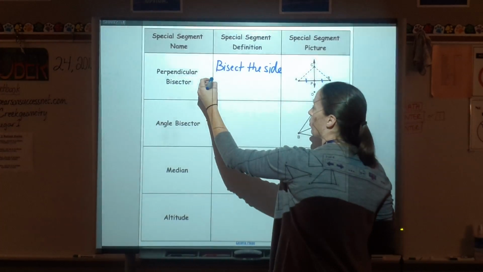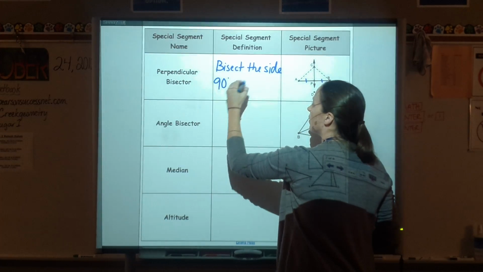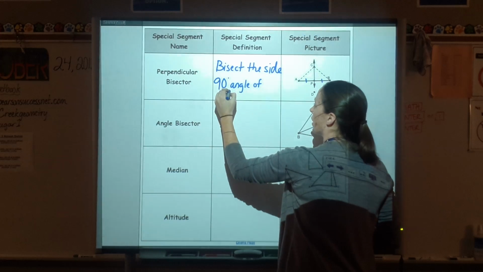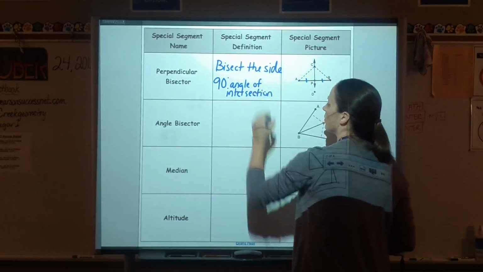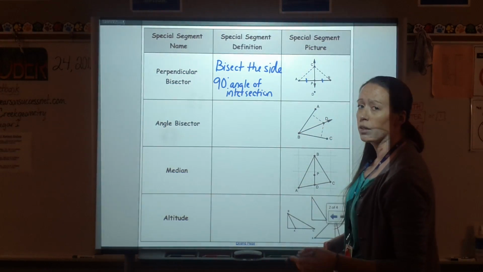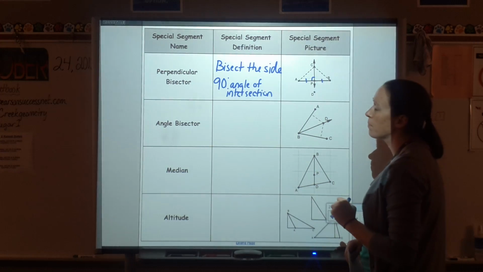The second thing that it's going to do is create a 90-degree angle of intersection. And again, what might that look like in the diagram? Go ahead and draw that 90-degree angle.